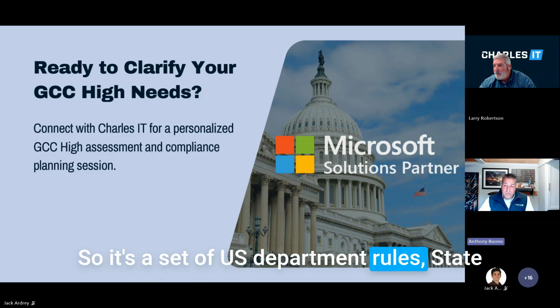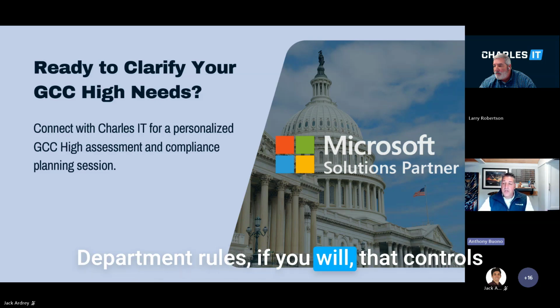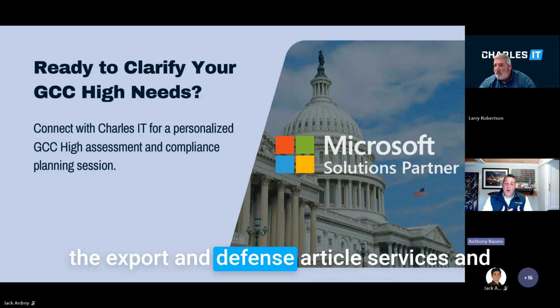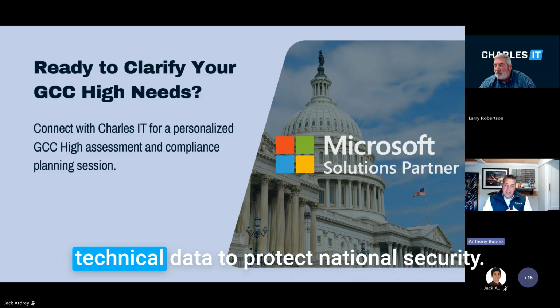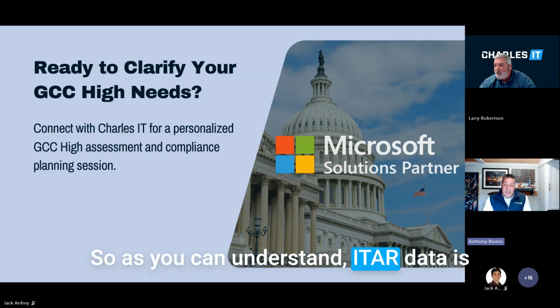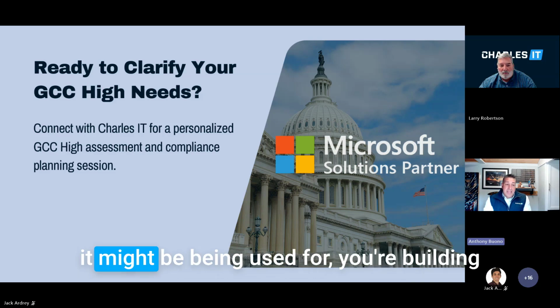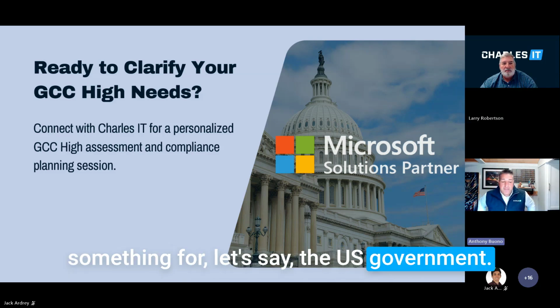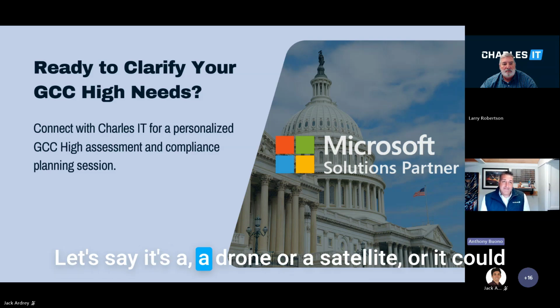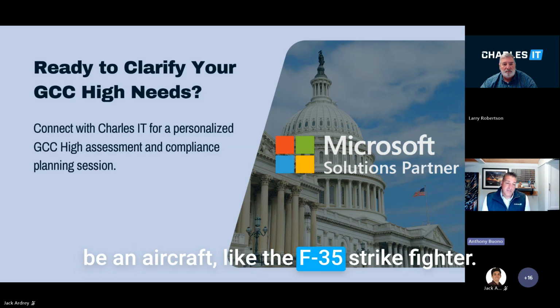Department rules, State Department rules, if you will, that control the export of defense articles, services, and technical data to protect national security. So as you can understand, ITAR data is something that might be supplied because you're building something for, let's say, the U.S. government. Let's say it's a drone or a satellite, or it could be an aircraft like the F-35 strike fighter.